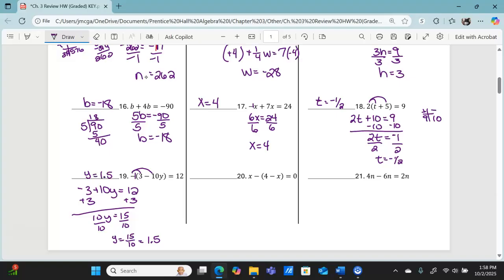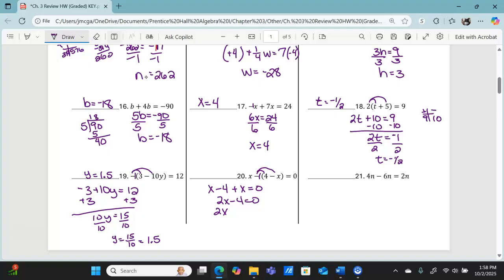Or 3 over 2. Same thing happens here. Got to multiply through with that negative 1. This x is not affected. It's still just sitting there. So x minus 4, and then negative 1 times negative x would be plus x. So we get 2x minus 4 equals 0.